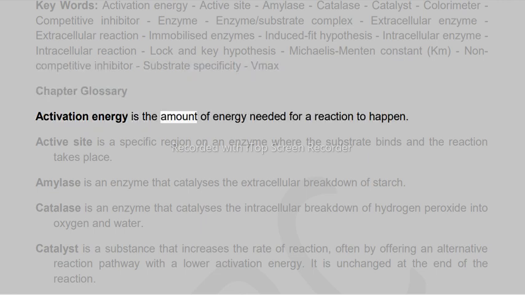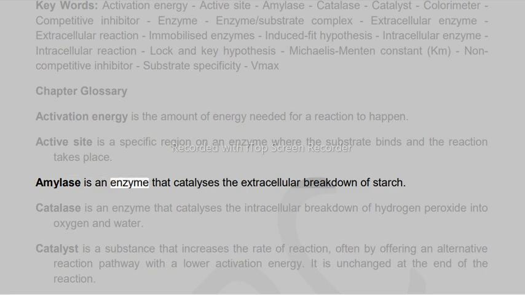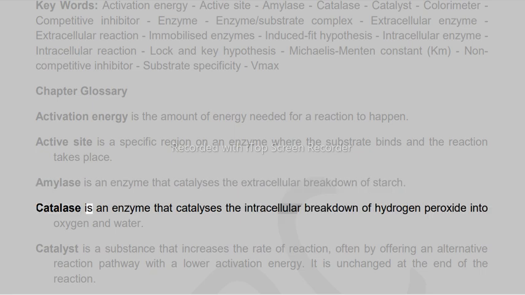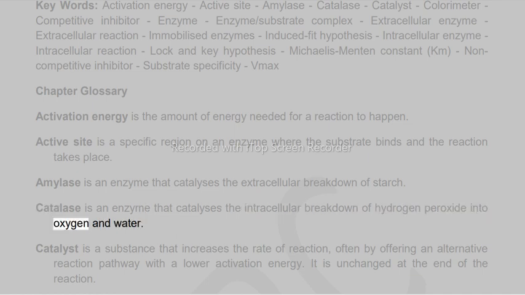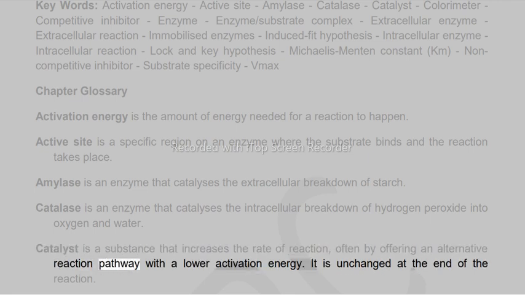Activation energy is the amount of energy needed for a reaction to happen. Active site is a specific region on an enzyme where the substrate binds and the reaction takes place. Amylase is an enzyme that catalyses the extracellular breakdown of starch. Catalase is an enzyme that catalyses the intracellular breakdown of hydrogen peroxide into oxygen and water. Catalyst is a substance that increases the rate of reaction, often by offering an alternative reaction pathway with a lower activation energy. It is unchanged at the end of the reaction.